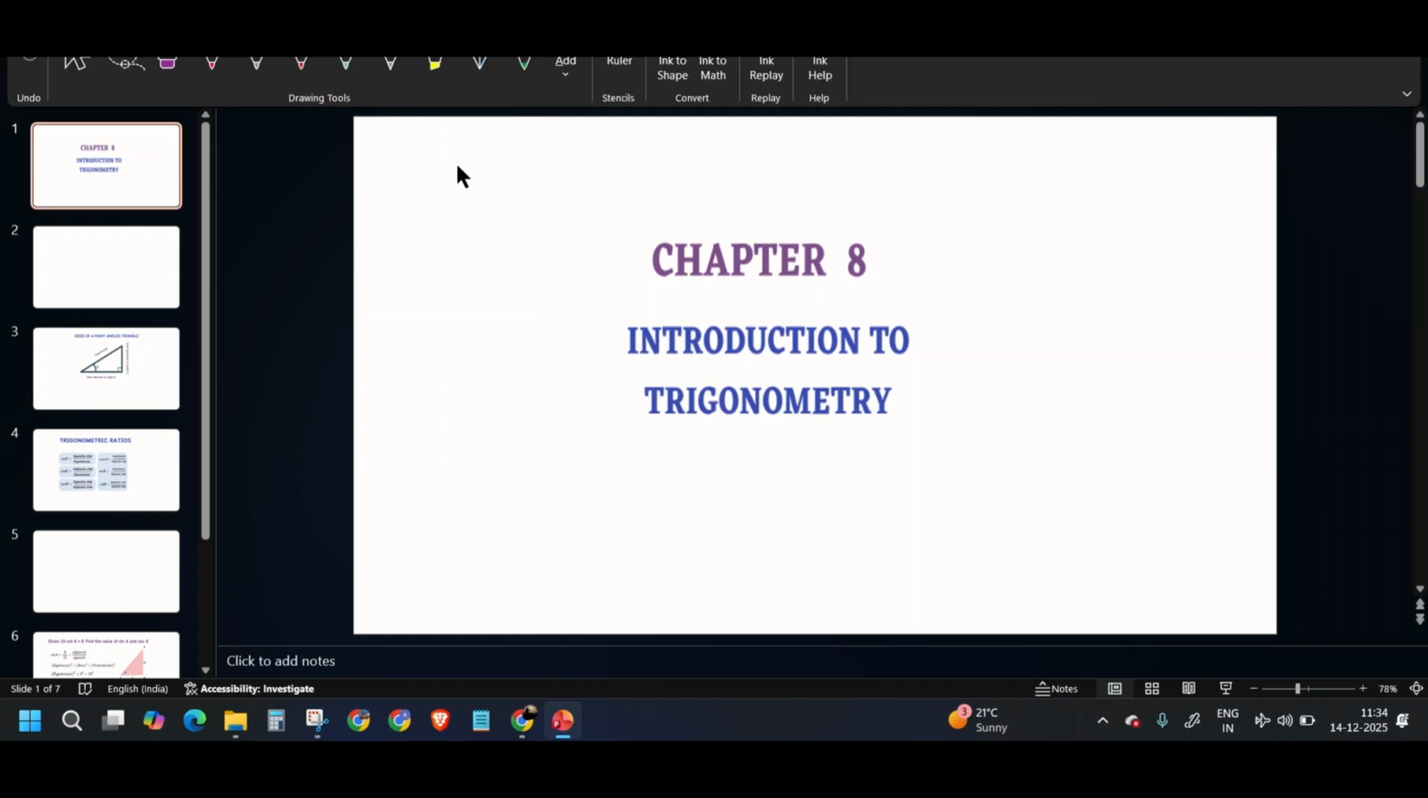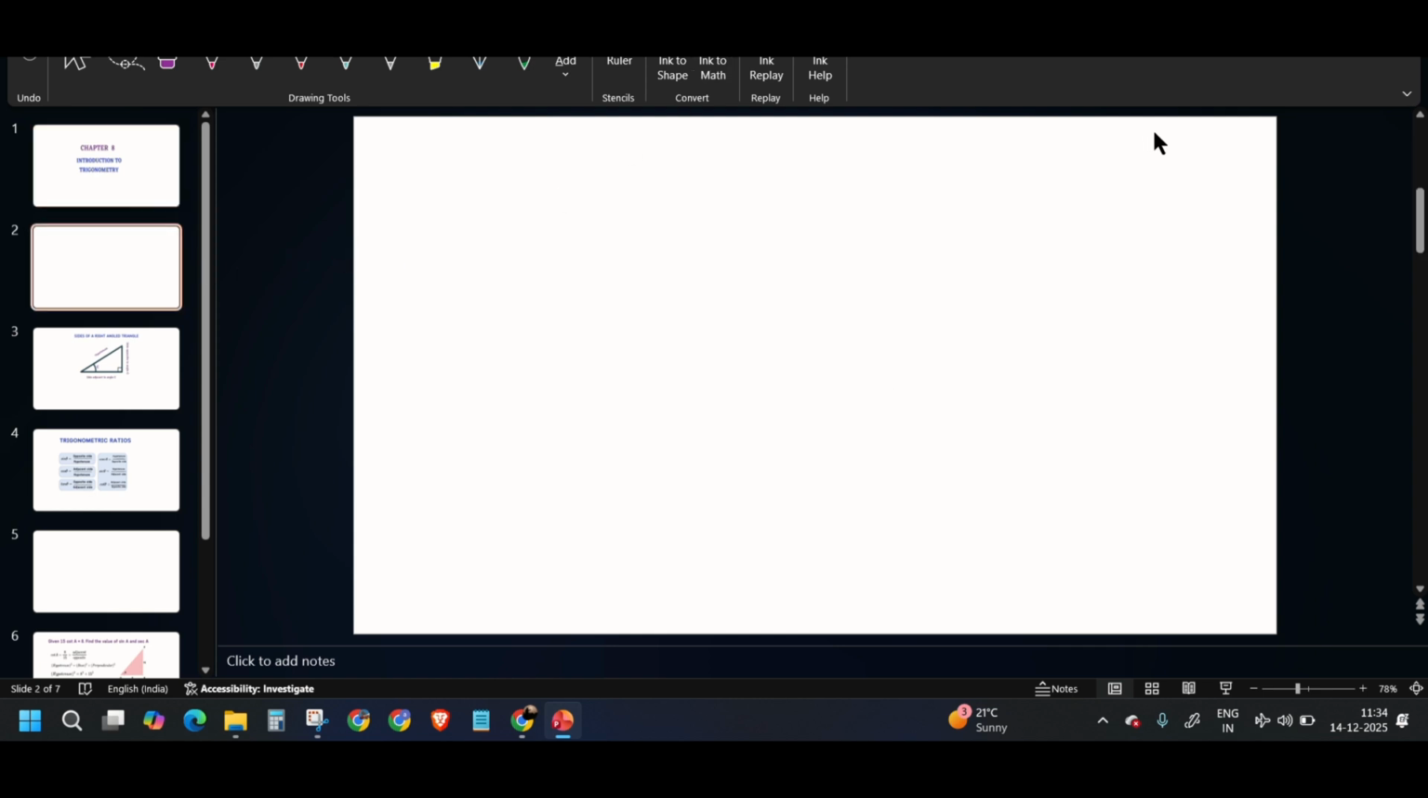As this topic belongs to NCERT 10th class, the chapter is 8, Introduction to Geometry. Before going to learn this topic, we are going to learn what is a right angle triangle. A right angle triangle is a triangle having one angle of exactly 90 degrees, and the other two angles are acute angles, less than 90 degrees, and the sum of both angles should be 90 degrees.